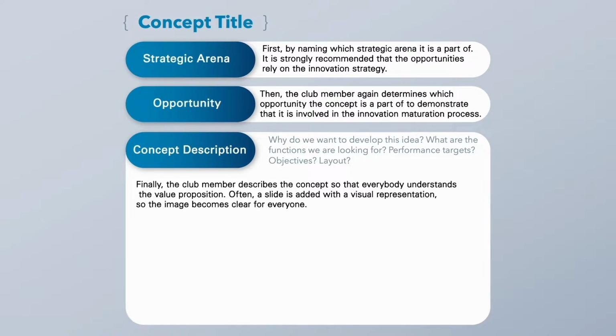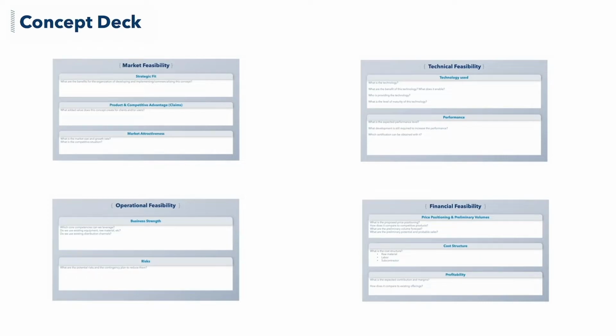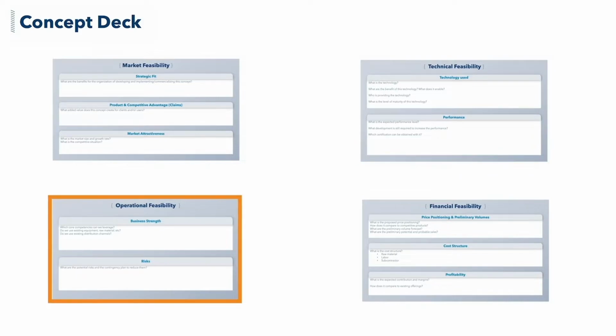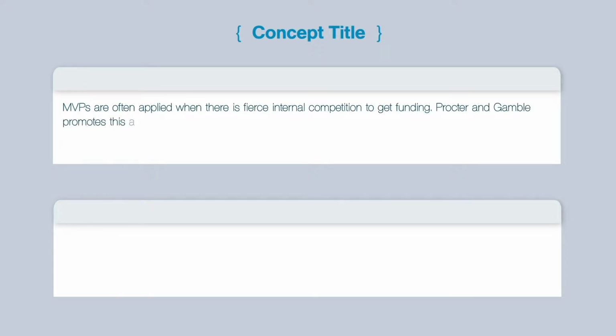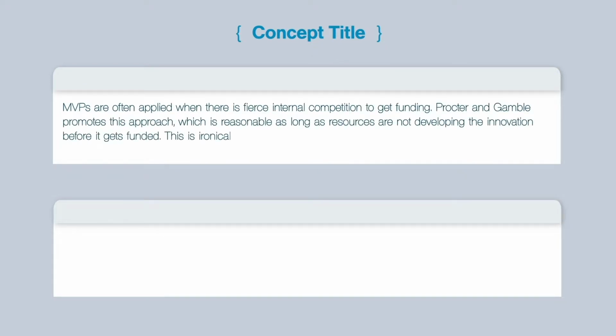Some members' organizations promote the use of minimal viable products, namely MVPs. However, they are not required at this stage. This is particularly interesting when you have internal design capabilities which ease such processes. A concept shall be considered final when you've completed 4 feasibilities: the market, technical, operational, and financial feasibility. MVPs are often applied when there is fierce internal competition to get funding. Procter & Gamble promotes this approach, which is reasonable as long as resources are not developing the innovation before it gets funded. This is ironically called by the club members the front end of innovation, inflation.